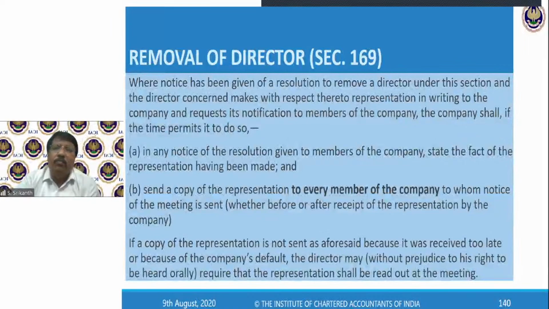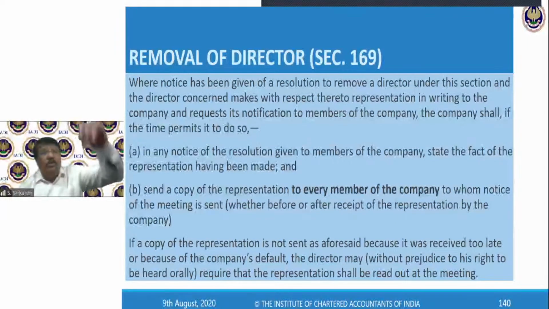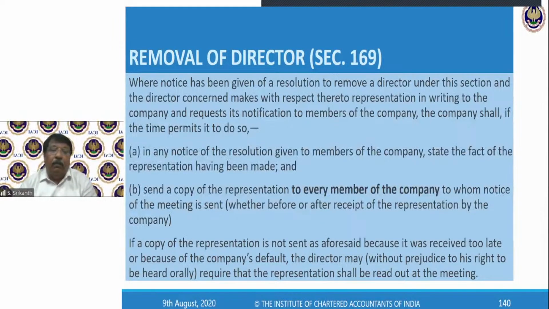One more thing is, whenever a notice is received for removing the director under this section, and the director concerned makes representation, then along with the notice of the resolution given to the members, they should also send a copy of the representation. But if it is received too late, then the director may have it read out. This is without prejudice to his right to be heard orally. So the director can come and address the members. In addition to that, he can say, read what I have sent. You didn't send it to them, now you read what I have sent. It shall be read out at the meeting.